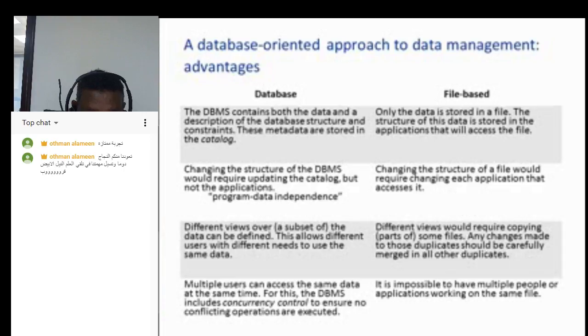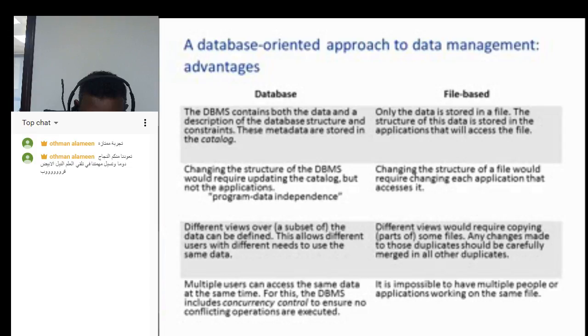In a file-based approach, this becomes a lot more complicated. In the file-based approach, it is nearly impossible to have people or applications working on the same file. Those facilities for concurrency control are not available. So, in a nutshell, DBMSs have catalogs. This is not available in a file-based approach. DBMSs or databases have program data independence. In a file-based approach, you have program data dependence. In a database approach, you can have the idea of views, which you do not have in the file-based approach. In a database approach, you have facilities for concurrency control, which you do not have in the file-based approach.